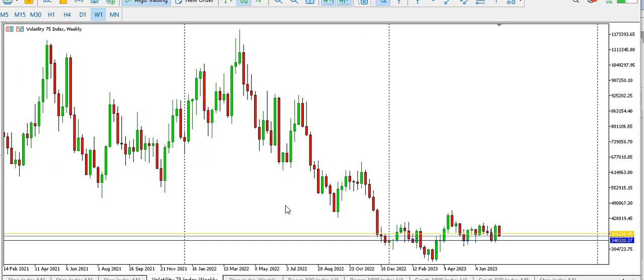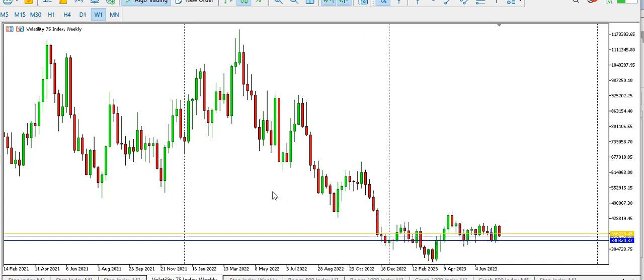Today we'll be looking at how we can trade the Volatility 75 Index and the Step Index on the smaller time frames. But before we go to the smaller time frames, we are going to take a look at what has happened on the higher time frames. We'll be starting with V75 on the weekly time frame.